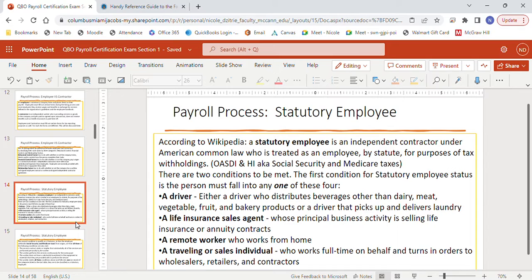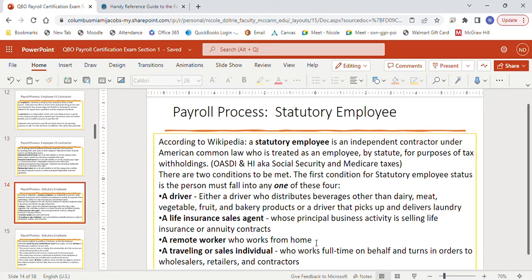There are 2 conditions that must be met. The first condition means they have to fall under one of these 4 categories. They have to be a driver, and that's someone who distributes beverages other than milk, meat, vegetables, fruit, and bakery products, or a driver that picks up and delivers laundry. Then you have a life insurance salesperson, and that is someone who is selling life insurance and annuity contracts for a company. And then you have a remote worker who works from home.